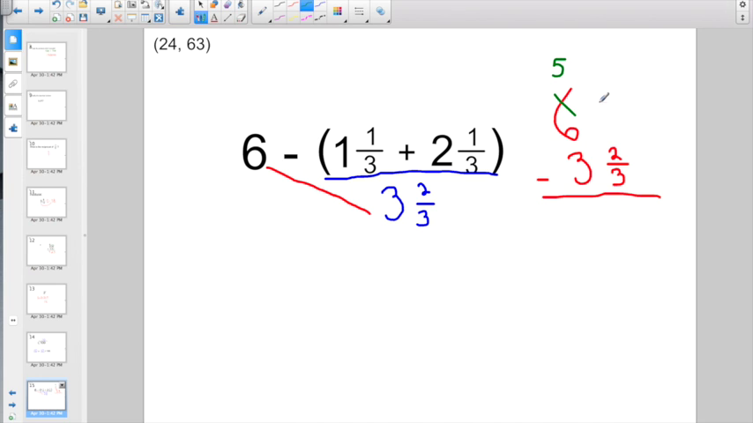I have to borrow one whole off of that 6. And how am I going to write one whole? If I'm using a denominator of 3, I want to write it 3/3. So now I can get ready to subtract. 3/3 minus 2/3 is going to give us 1/3. Over to the whole number side, 5 minus 3 is 2 for a total answer of 2 1/3.